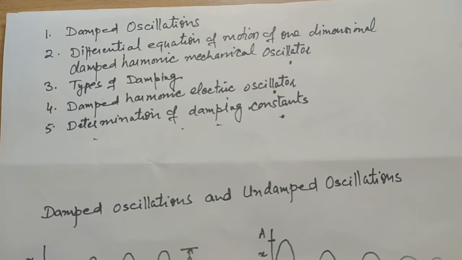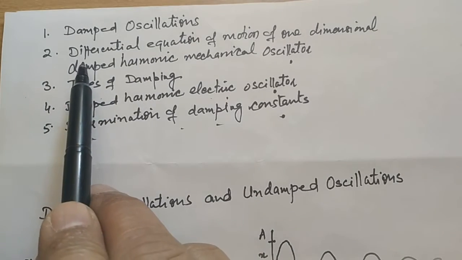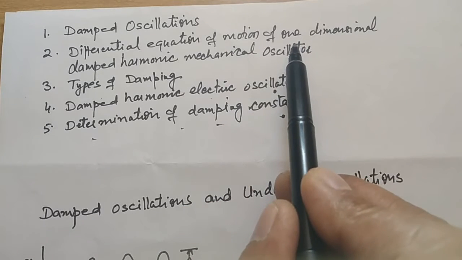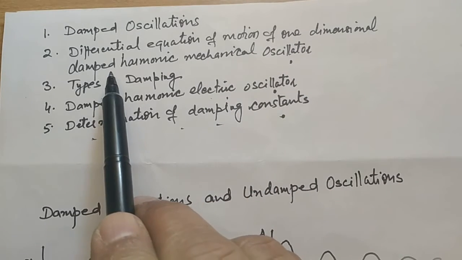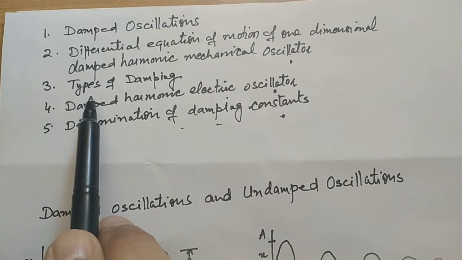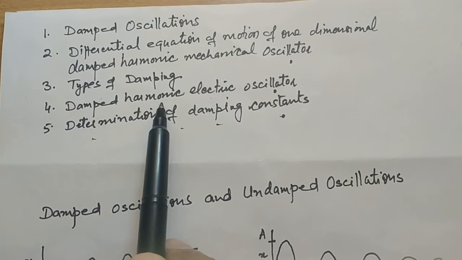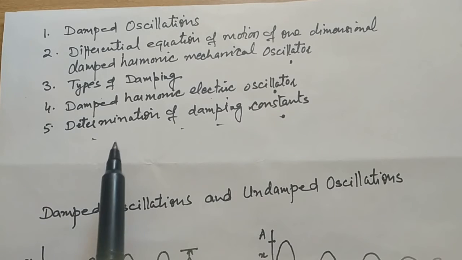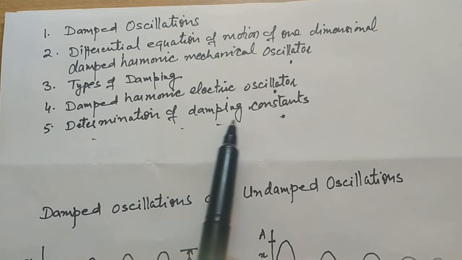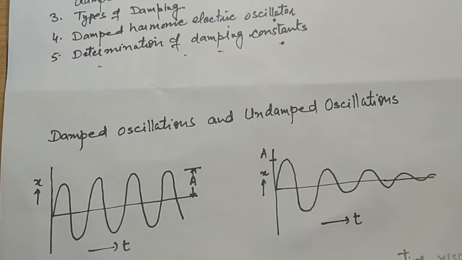In this section we will cover all these topics. Number 1, damped oscillations. Second, differential equation of motion of one-dimensional damped harmonic mechanical oscillator. Then we will do types of damping. We will study damped harmonic electric oscillator, and then we will find how to determine damping constants. So let us start with the damped oscillations.